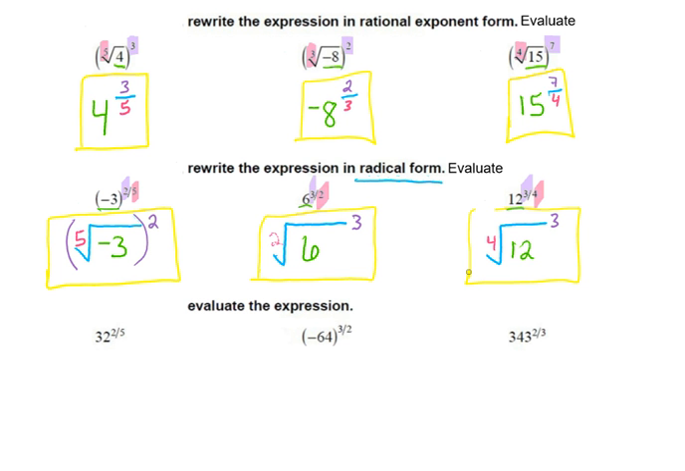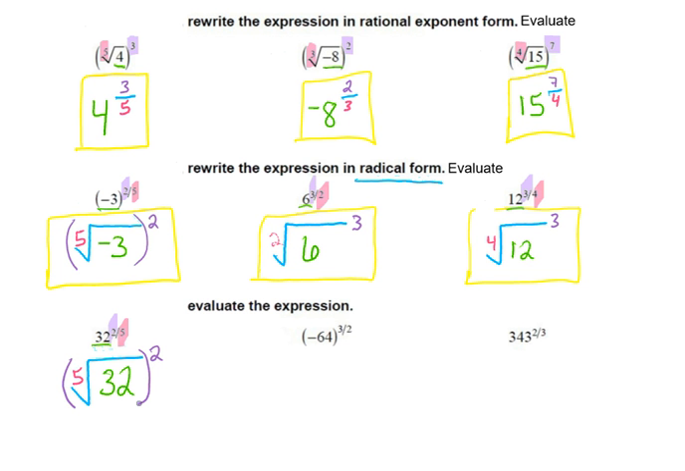So here we have 32 raised to the 2/5. If we're going to evaluate that, we first need to rewrite it in radical form. So here we have a family of 32's. The 5 is getting squished, and they do it 2 times a day. So what are we looking for here? Well, we're basically looking for the 5th root of 32, and then we're going to square that.